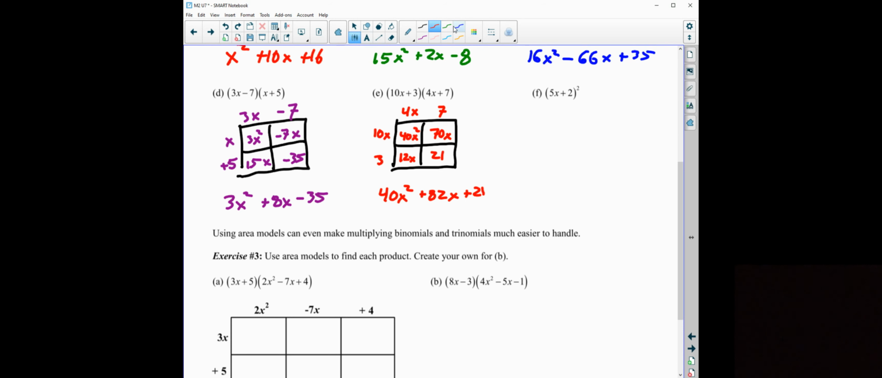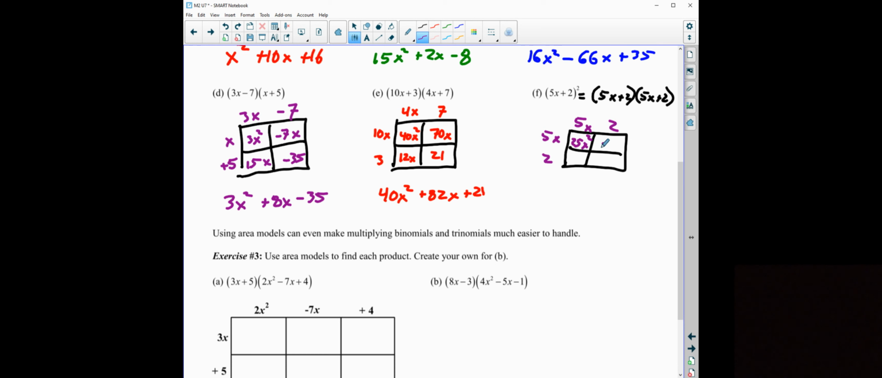Okay, look at this final one. It's quite a bit harder. What you have to realize, the square tells me that what this really is is 5x plus 2 times itself. 5x plus 2 times 5x plus 2. So when I set this up in my multiplication grid, I'm going to have 5x plus 2 and 5x plus 2.